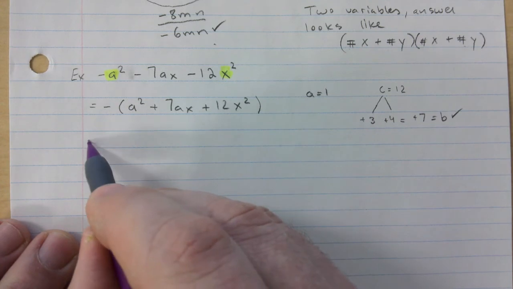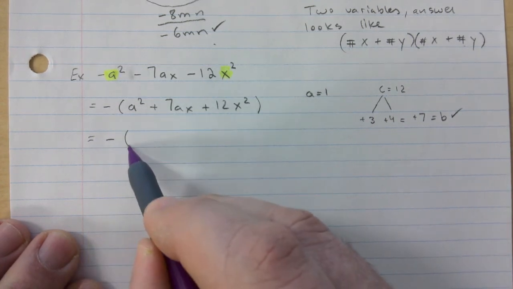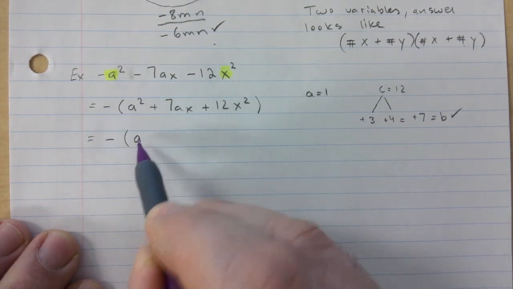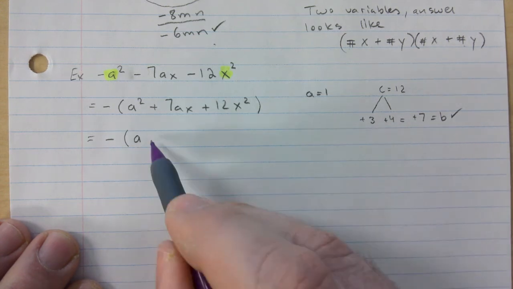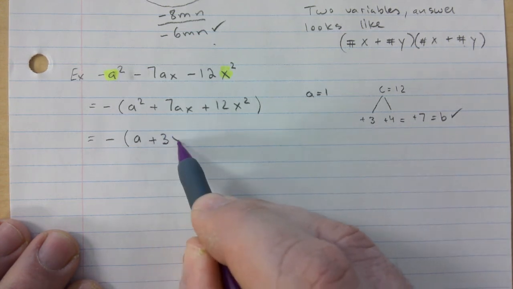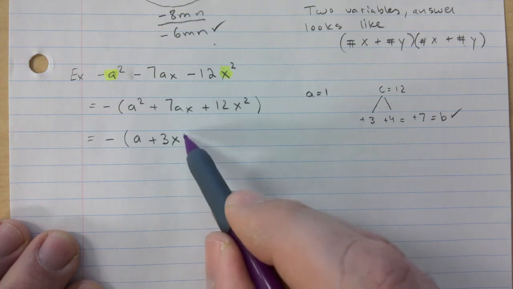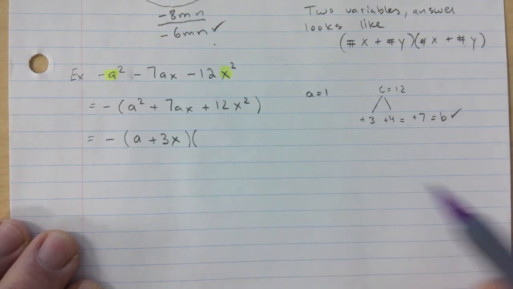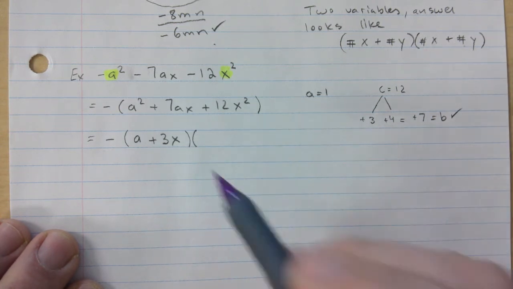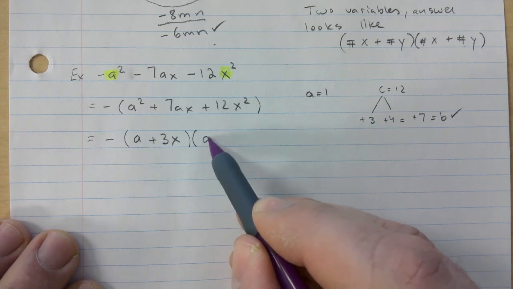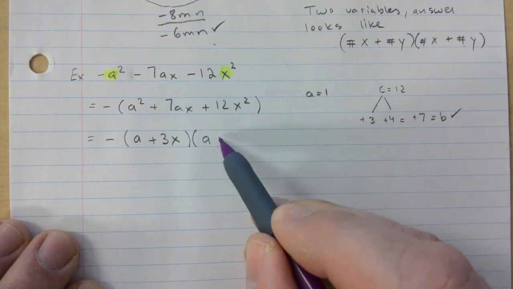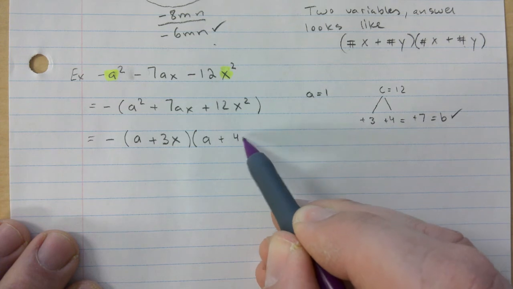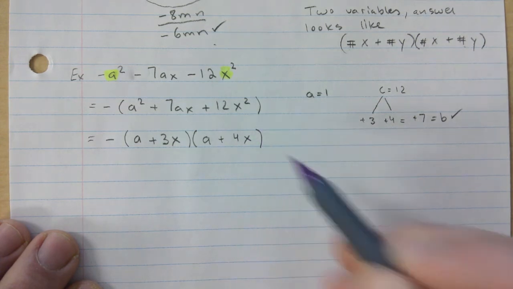So in this case, not forgetting the negative, right? That's A plus 3x, don't forget about the x, plus 4x, right? And there you have it.